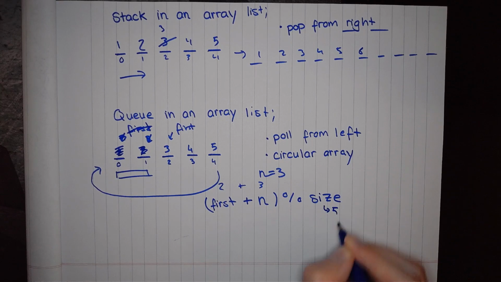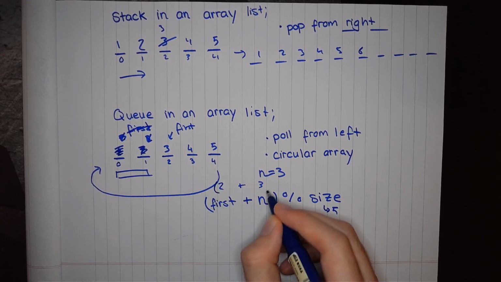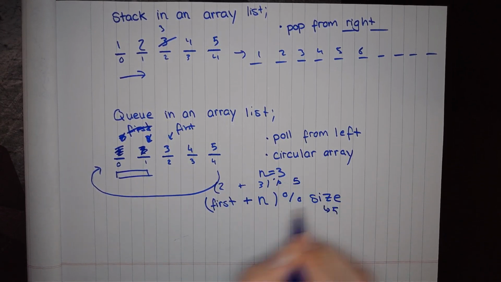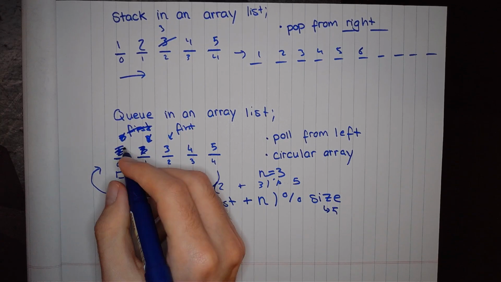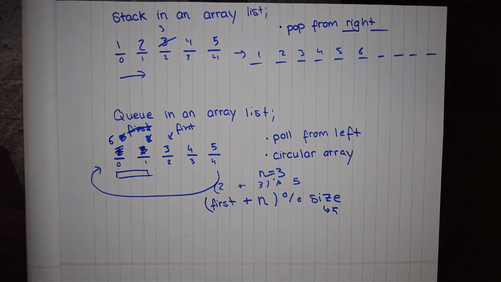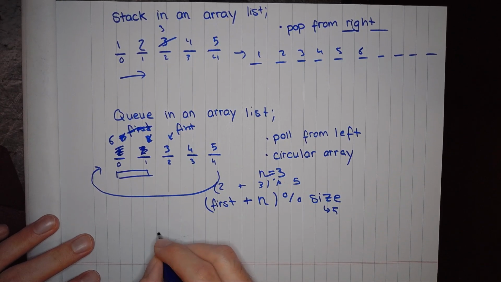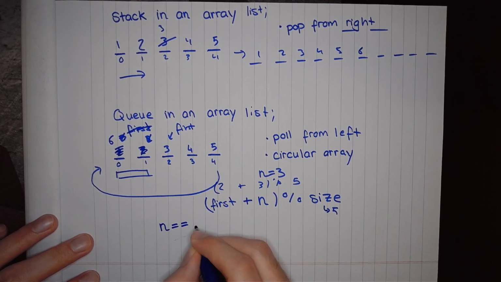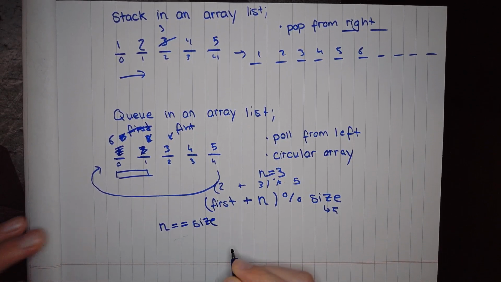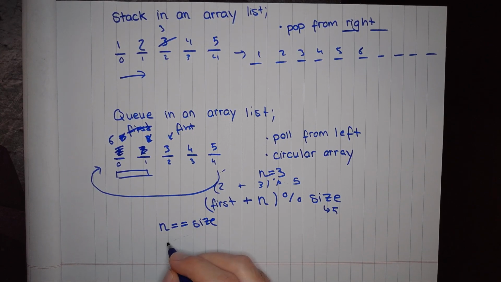So this is 5, right? Because I have 5 slots, right? And this is what's known as a wraparound, right? So in this case, I do 2 plus 3 modulo 5, and you'll see that that gives me 0. So I would add 6 to 0. And then we kind of keep doing this when we're adding until n is equal to the size of the array. At that point, I have 5 elements being stored, and that's when I move to a bigger array, right?